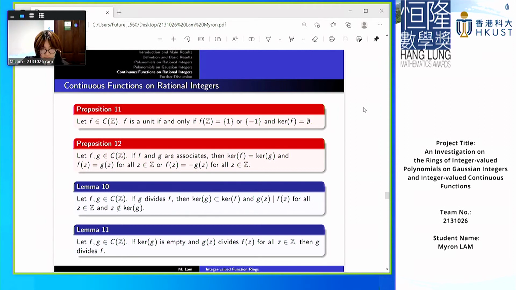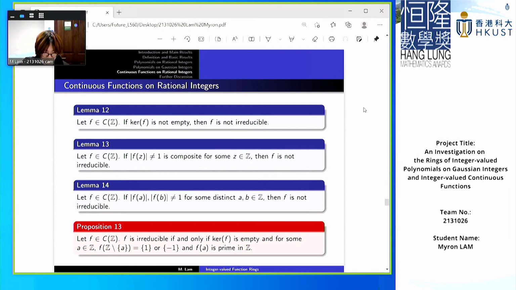We find some of the properties of the units, associates, and factors of C(Z). Proposition 12 and lemma 10 give necessary but not sufficient conditions, and lemma 11 here gives a sufficient but not necessary condition. We also see that a function f is irreducible if and only if it has empty kernel and maps one integer point to a prime and the rest to units.